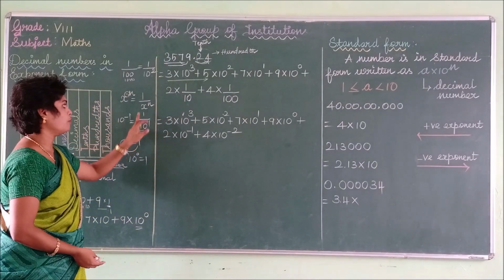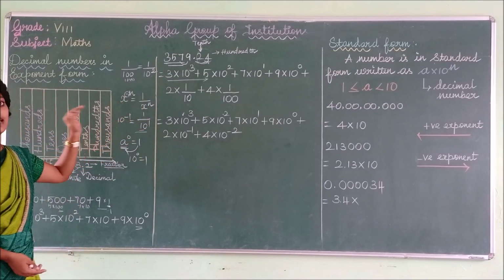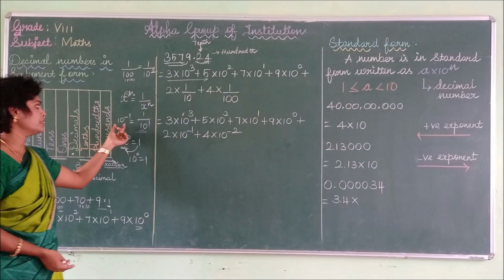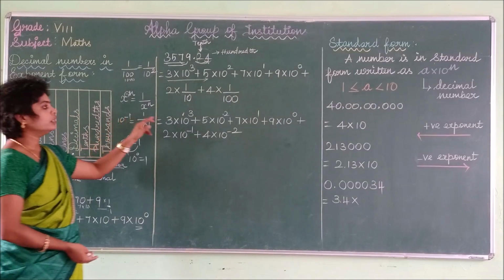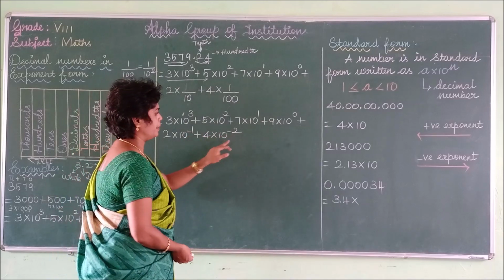So 1 by 10 is in the form of 1 by x power n. If it is 1 by x power n, you have to change it to x power minus n. That means the number power minus. So that is 2 into 10 power minus 1, 4 into 10 power minus 2.